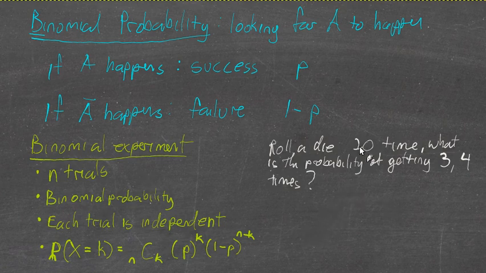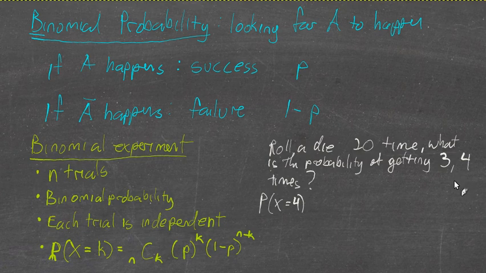But here, we have 20 times that we do this experiment. Really our experiment is doing it 20 times as a binomial experiment. So we do it 20 times, and we want to know what's the probability of getting a 3 four of those 20 times. So what we want to know is the probability that our random variable x is equal to 4. Because we define success as getting a 3, but we want to get it 4 times.